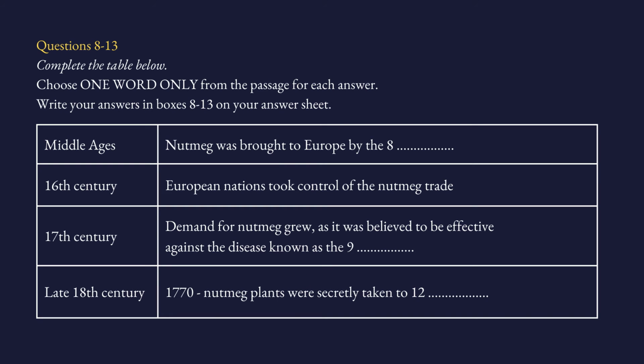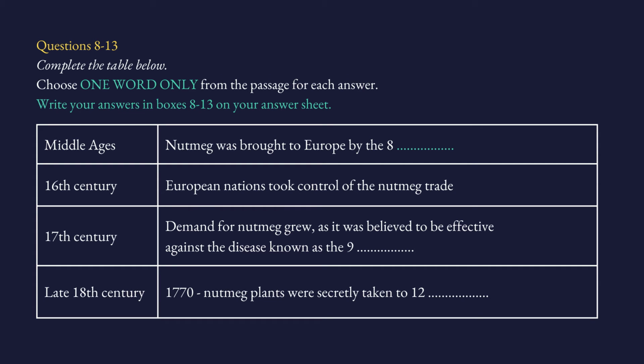Let's go to questions 8 to 13. Complete the table below. Choose one word only from the passage for each answer. Again, the same rule, only one word. And as you know, you will write your answers in boxes 8 to 13 on your answer sheet. So, assuming that you're taking the paper version of the test, write the answers here, then transfer them to the answer sheet at the end.